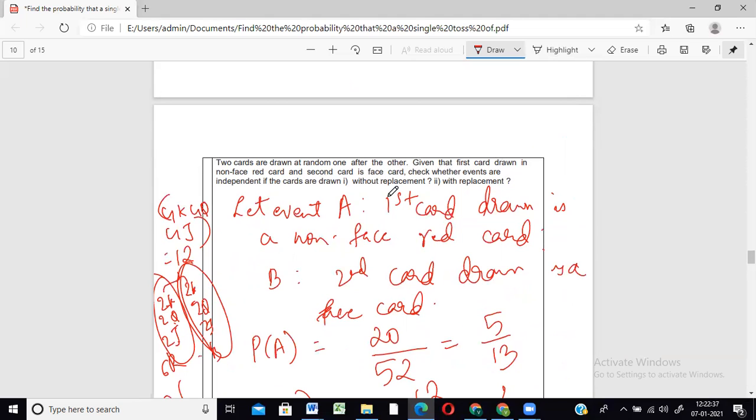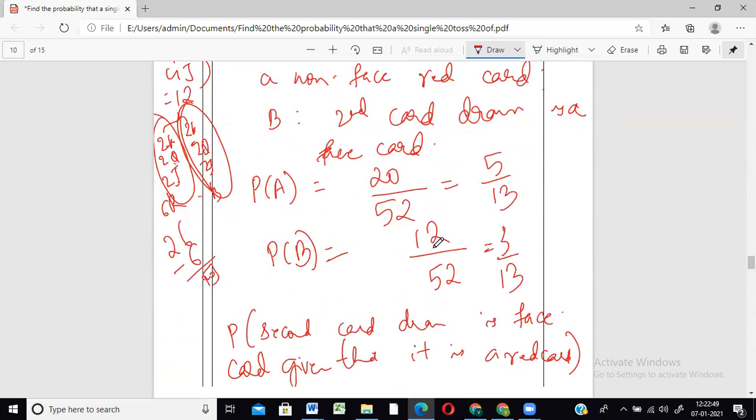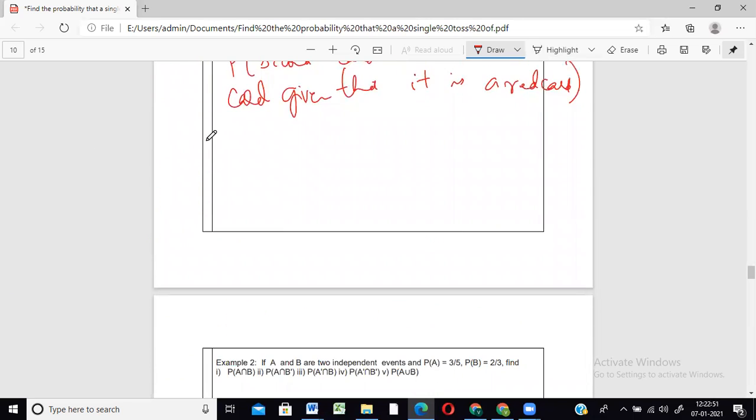Now, because of these two criteria, I will write this as two separate cases. Like I wrote above, first white and then black, first black and then second black. So we will write this as two different cases: without replacement and with replacement. Let us write it over here. The first one is without replacement. In without replacement, the first non-face card is not replaced.